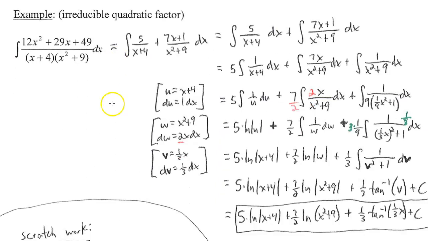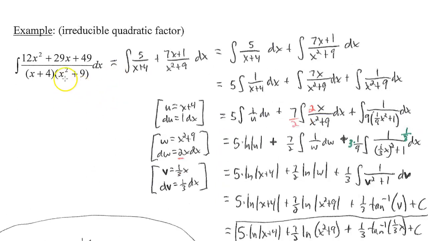Okay, so let's do an example where we actually do an integral that involves one of these irreducible quadratics. So we want to integrate this rational function. Now notice the degree in the numerator is 2. If you were to FOIL out the denominator, it'd be degree 3. So we're okay. The degree of the top is less than the degree of the bottom. Again, I'll explain what happens if that's not the case later.